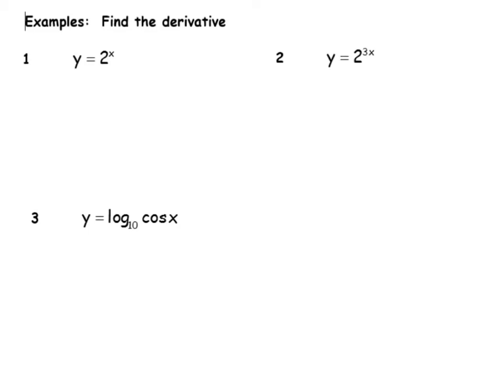Okay, so here are some pretty simple examples. This is like number 1. The base is 2, so the derivative of this function would be 2 to the x times the natural log of 2. Done. Number 2 is like number 2 on there. It's using more of the chain rule. So y prime equals 2 to the 3x times the natural log of 2 times the derivative of 3x, which is 3. That's it.